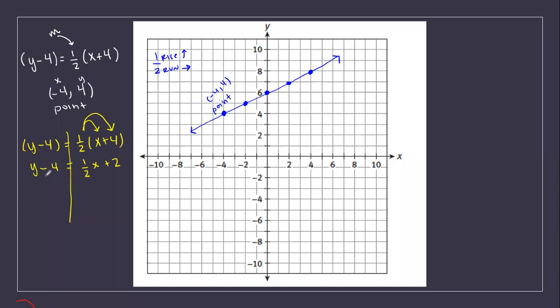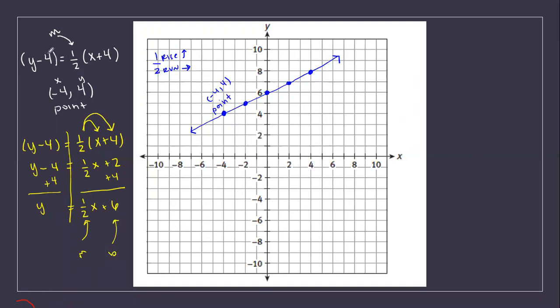And then I want to get rid of this minus 4. How could I get rid of it? Add 4. So I'm going to add 4 to both sides. That's going to give me y equals 1/2 x, 2 plus 4 is 6. If I look at this graph, that matches perfectly. I have a y-intercept of positive 6 and a slope of 1/2. So now this is much easier for me to read than the one up there.